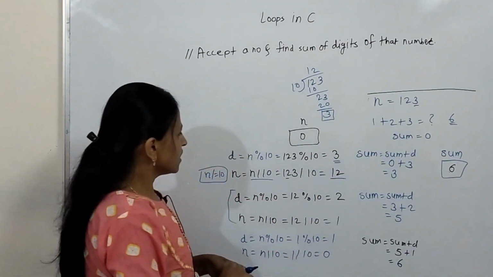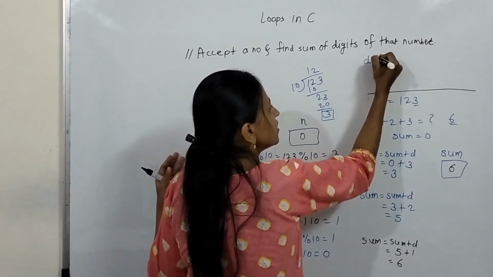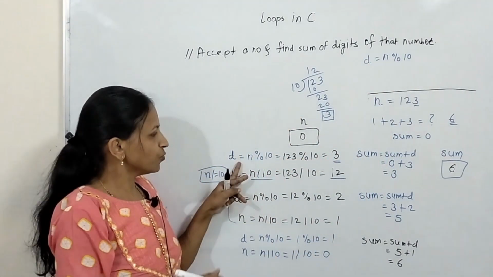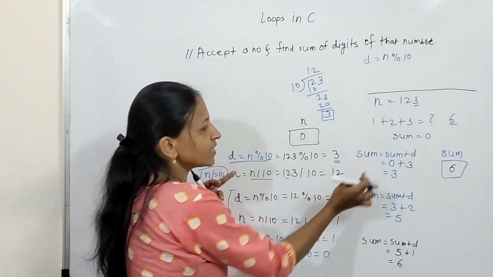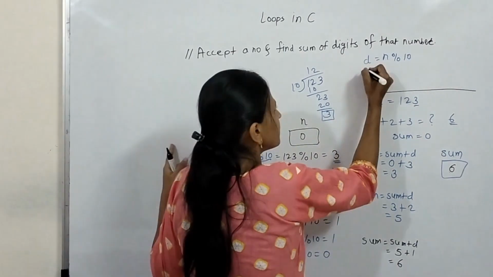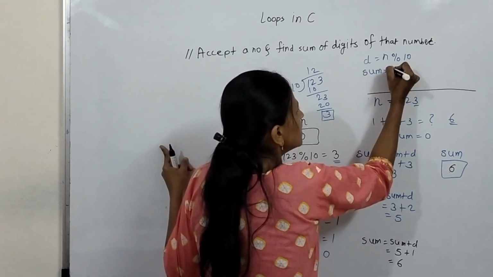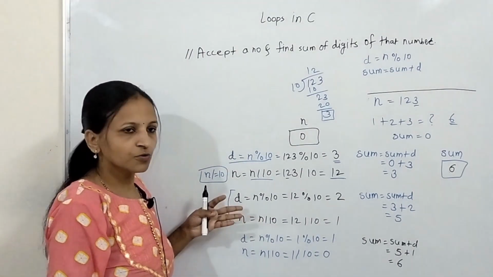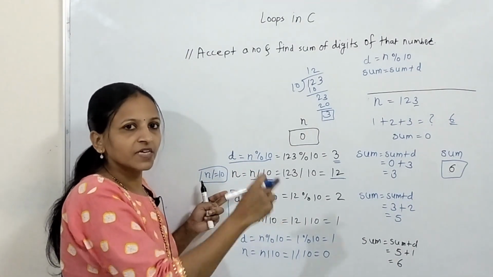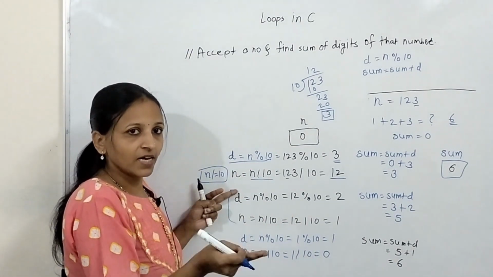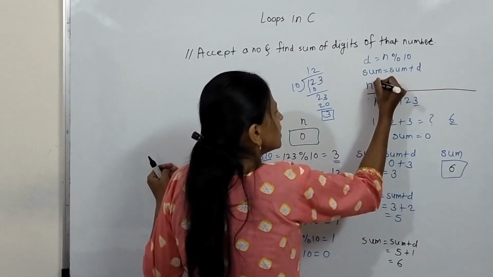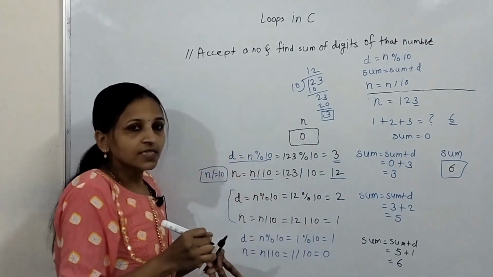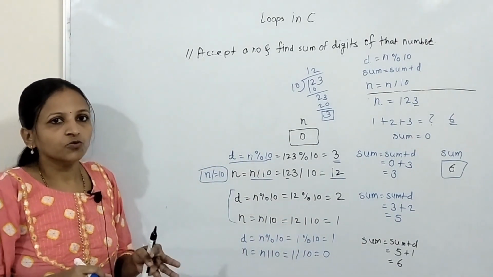The first step is d equals n modulus 10. This is the first step we will do. Then we will add d into the sum, that is sum equals sum plus d. This is the second step we have to do, and the third step is nothing but the updation of n, that is n divide equals 10, or we can write n equals n divided by 10. This is the third step that we have to do.